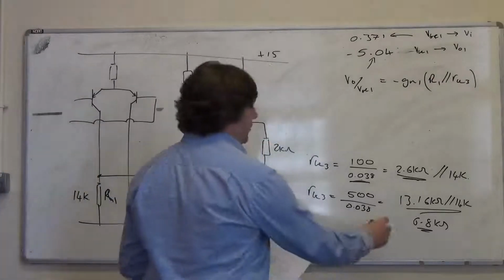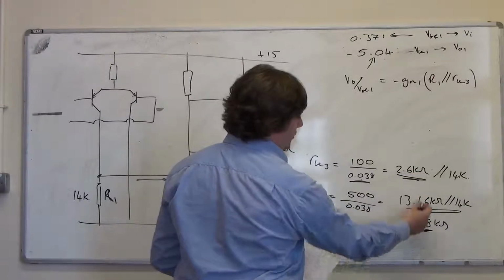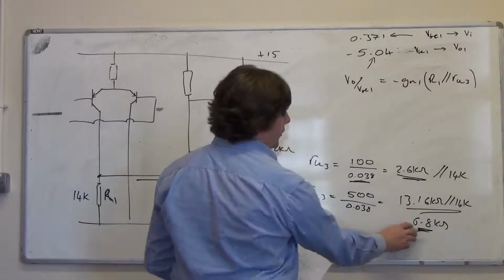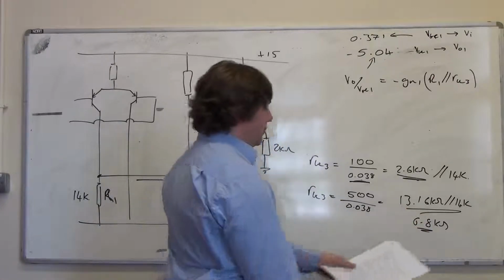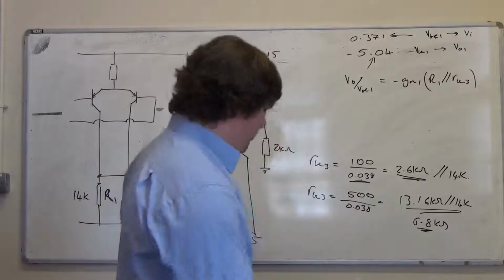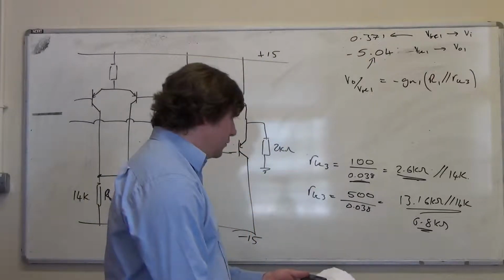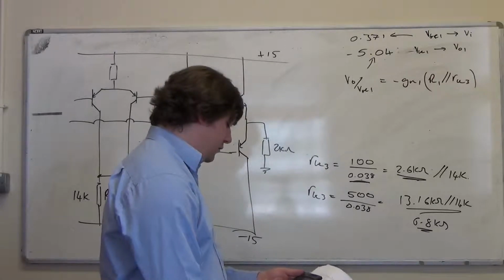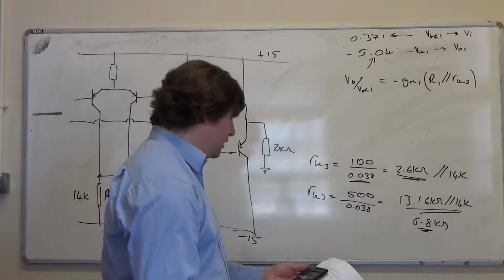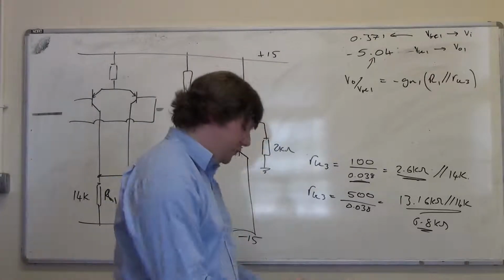Now RBE3 has just changed from 2.6 kiloohms to 13 kiloohms, and that's made our parallel combination of these two go up to something in the order of 6.8. Let me work out the actual value. 13.16 times 14 over 13.16 plus 14 is 6.78. Blimey, that was a good guess, wasn't it? I think I'll leave it at 6.8.